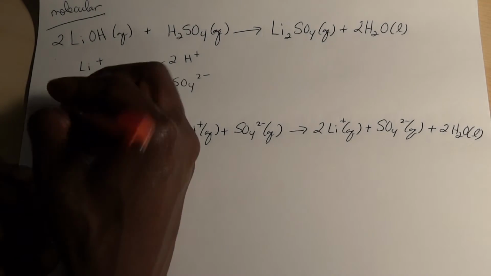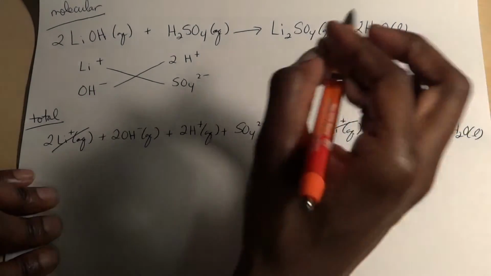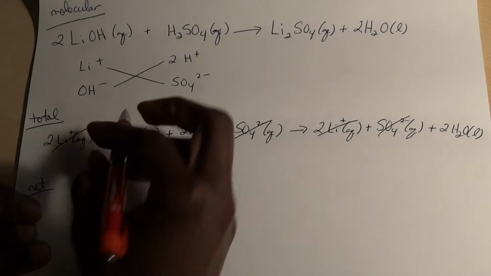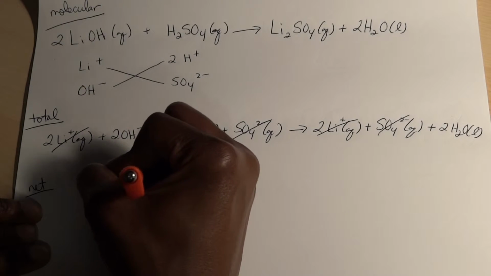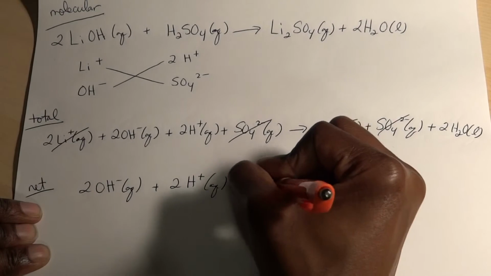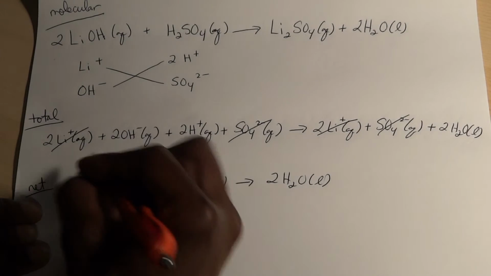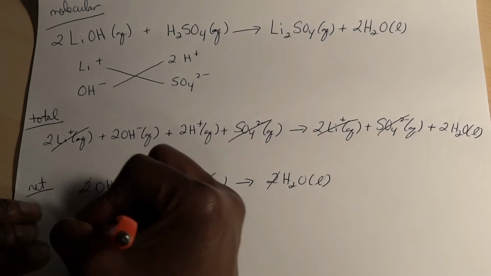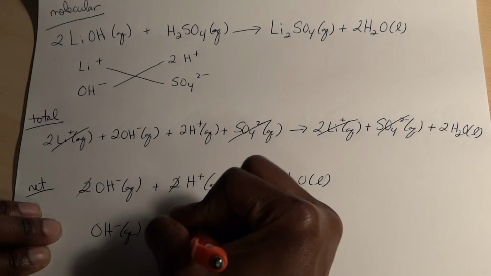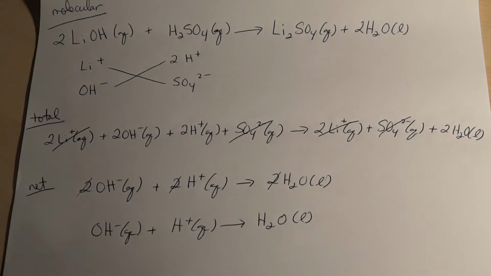So our spectators, lithium cancels, and sulfate cancels. So then our net ionic equation is our 2OH minus plus 2H plus yields 2H2O liquid. And then you can reduce your 2's. And you end up with OH minus plus H plus yields H2O liquid. And that's it.